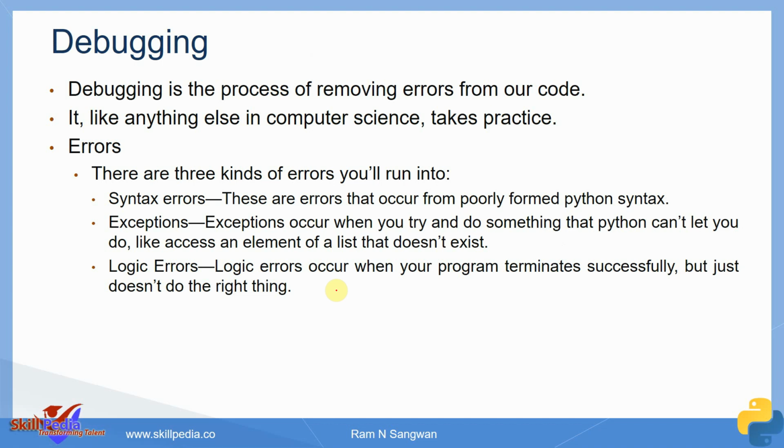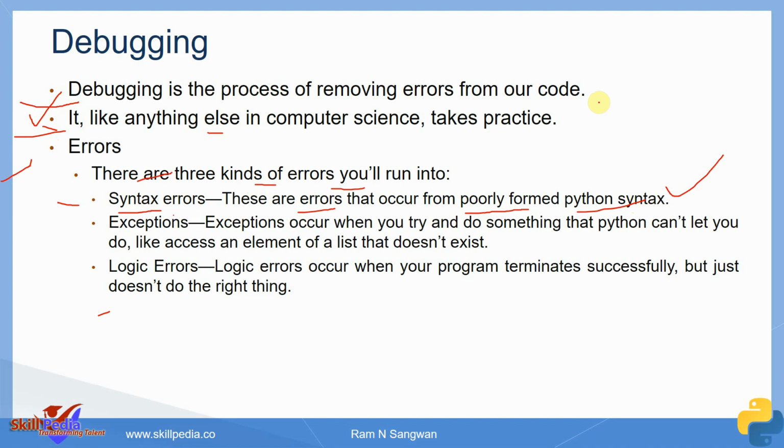So it's like anything else in computer science, it takes practice. This is something which nobody can make you memorize. You need to have the mindset and the thinking of finding errors, which you have. I've seen that you have. There are three kinds of errors you will run into. Syntax errors are the easiest to detect and troubleshoot. These are errors that occur from poorly formatted Python syntax, because the program itself will tell you that here is the error.